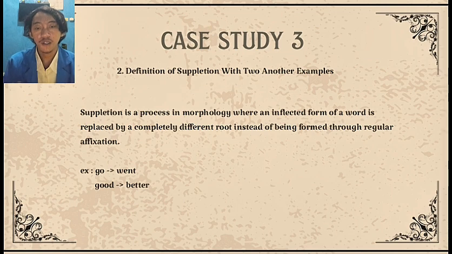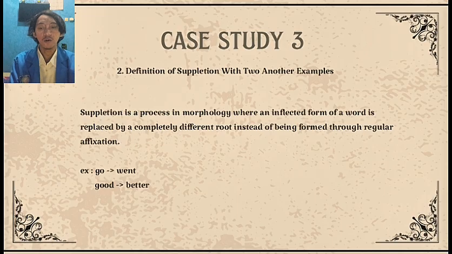The second, definition of suppletion with another example. Suppletion is a process in morphology where an inflected form of a word is replaced by a completely different word instead of being formed through regular inflection. Example: go becomes went, good becomes better.